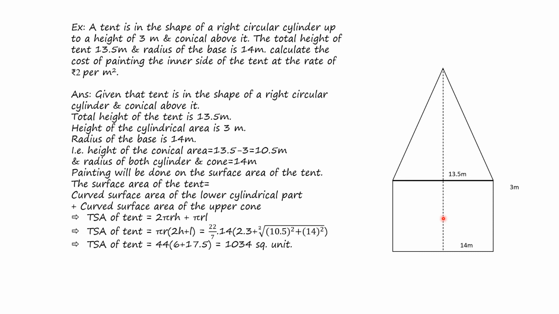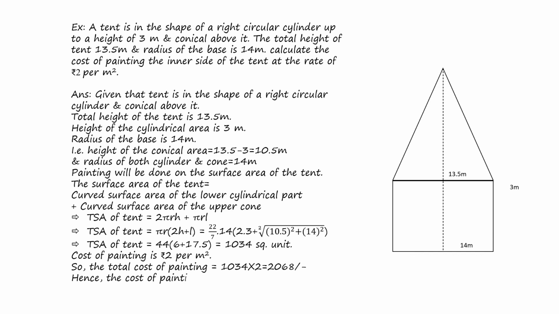Now the cost of painting is rupees 2 per meter square. So the total cost of painting is 1034 into 2, which is 2068 rupees. Hence, the cost of painting the tent is rupees 2068. This is the answer.